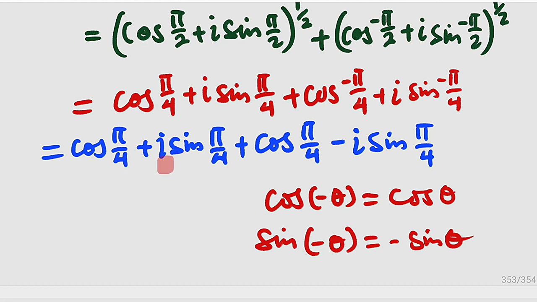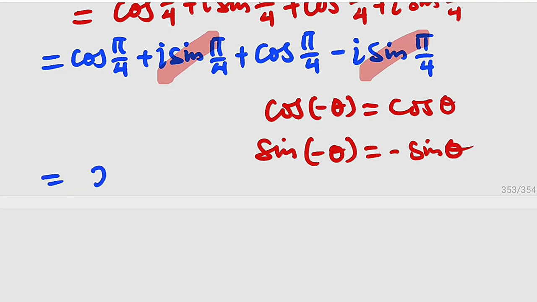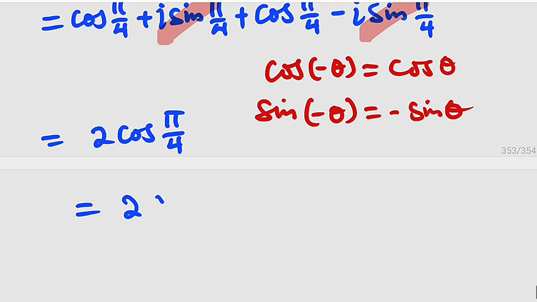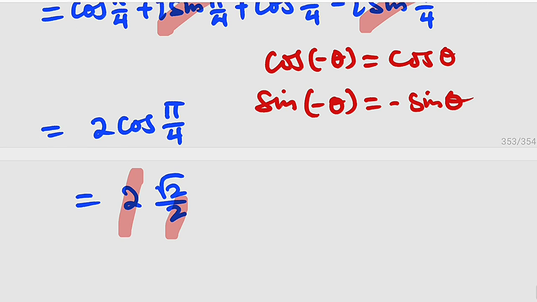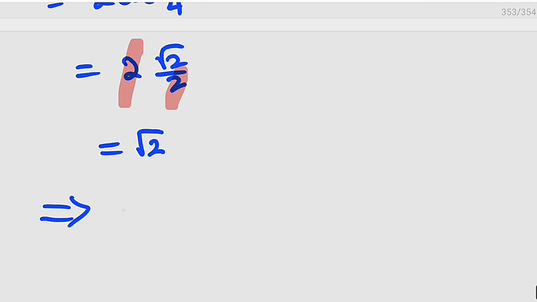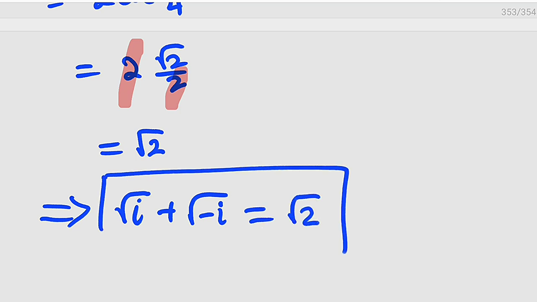Just observe, this is positive, this is negative, so they will cancel. And these two are exactly the same, so we have two quantities. So this is equal to 2 times cosine of pi divided by 4. And what is cosine of pi divided by 4? It is nothing but root 2 divided by 2. This is equal to 2 multiplied by root 2 divided by 2. The 2 will cancel the 2, leaving only root 2. This implies that the square root of i plus square root of negative i is nothing but square root of 2. As simple as that.